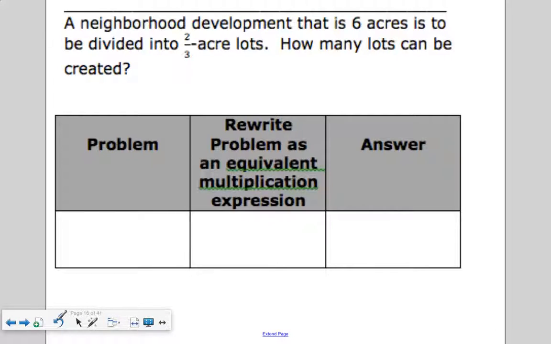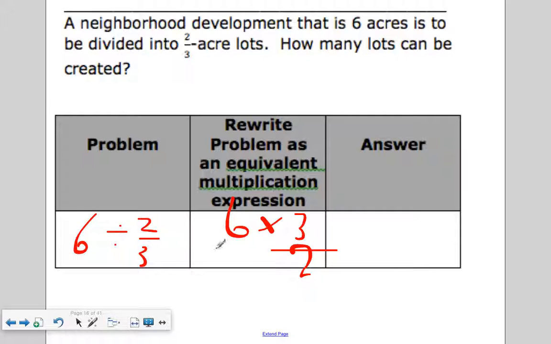So let's look at this example. A neighborhood development is 6 acres. It is to be divided into 2/3 lots. So this is the division expression. Rewrite the problem as an equivalent multiplication expression. How many thirds are there in 6 whole? 18 of them. Now they want you to divide it into 2 groups.